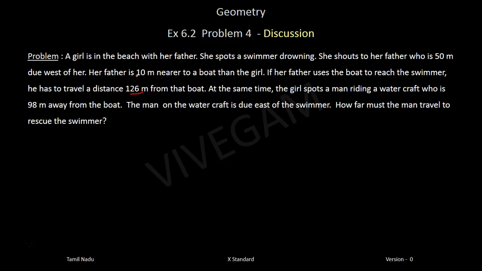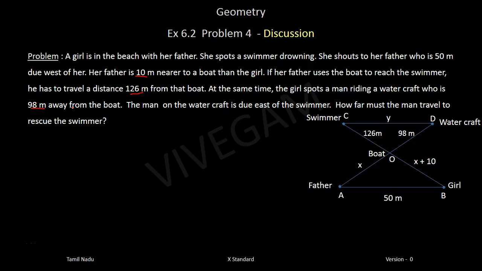It's a little tricky problem, but once you draw the figure, I think it will become clear. Anyway, they have given the figure in the problem, in the book itself, so I've just taken that. I put this is the girl, this is the father, this is the swimmer, and this is the watercraft. The man is on this watercraft, and this is the swimmer. O is the place where the boat is. It's all given there.